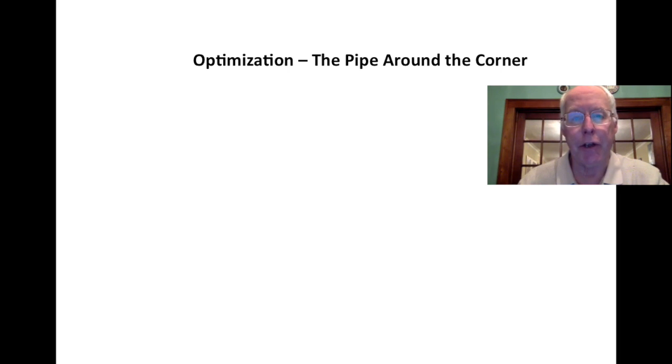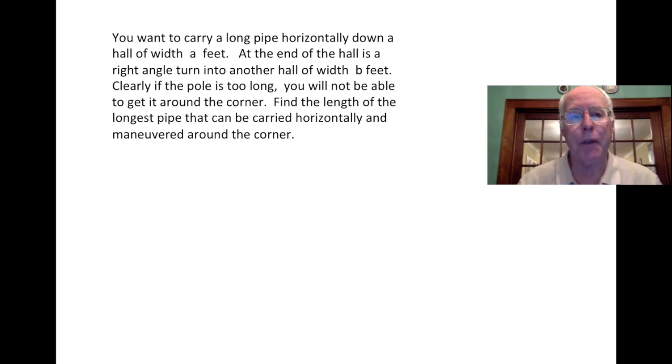In this video, we're going to take a look at a challenging problem, the problem of carrying a pipe around a corner. So here's the setting. You want to carry a long pipe, holding it horizontally. You want to carry it down a hall of width A feet. At the end of the hall is a right angle turn onto another hall of width B feet.